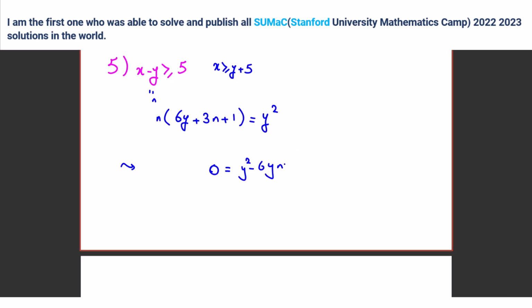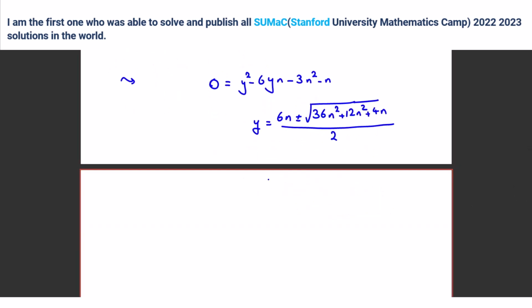Okay, so let's write minus 3n squared minus, and then what? It's the quadratic formula. So y equals 6n plus or minus the square root of 36n squared plus 12n squared plus 4n, and then over 2. So anytime n increases, so above 4, y will also increase, which means x will also increase.